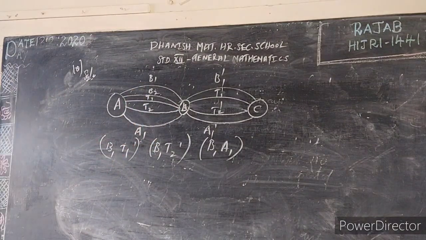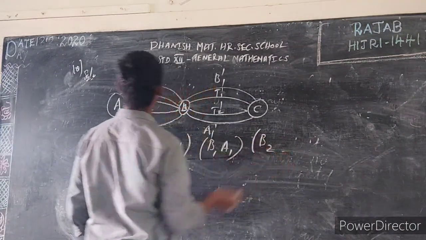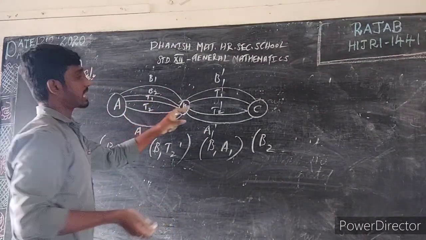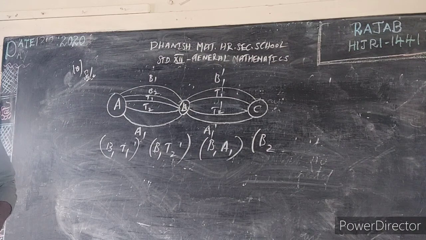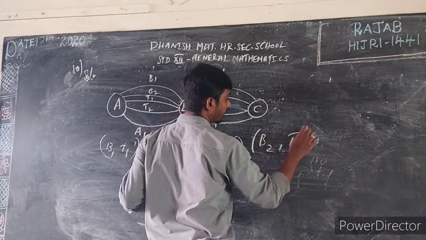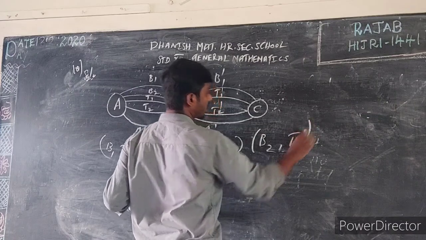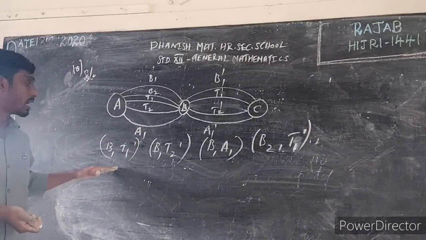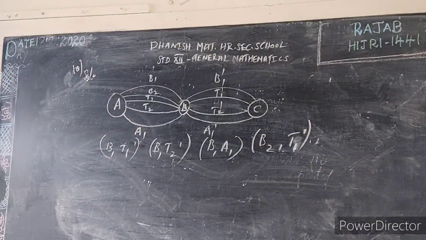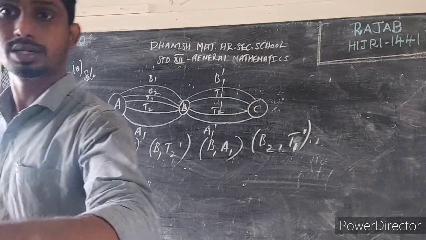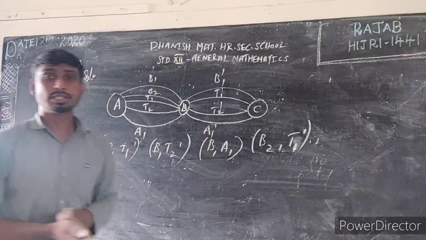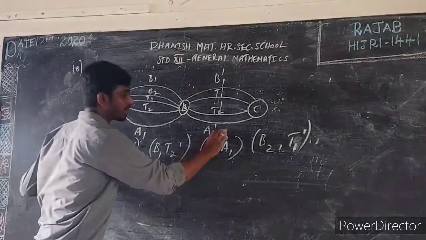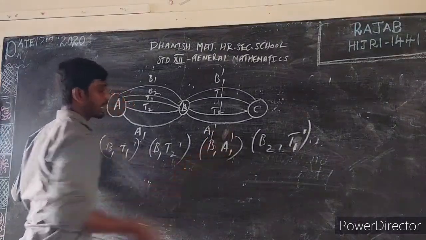Okay, then comes B2 here. B2 transported into the T1 dash, without similar mode of transportation. So here itself we are writing the bus route B1. Then what is the remaining one? It's B2 A1 dash. So listen here, here it's B1 dash. B1 A1 dash.